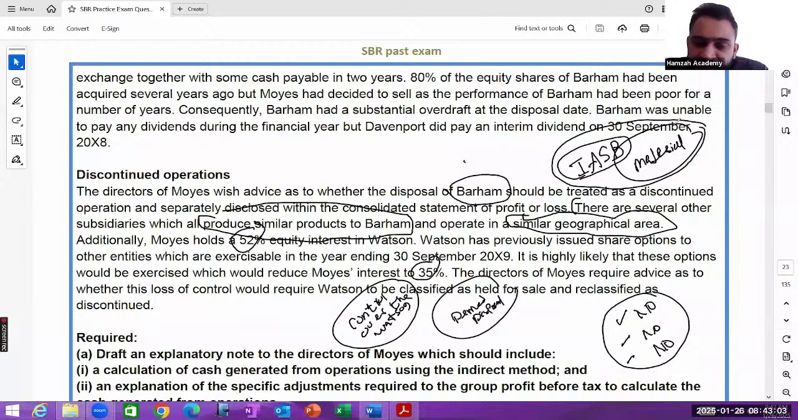So if the criteria is fulfilled, then yes, Watson company can be treated as a discontinued operation as well. But if not, then the Watson company cannot be treated as a discontinued operation. It will be an open discussion with regard to the discontinued operation on Watson company. Now let me take you to the answer.